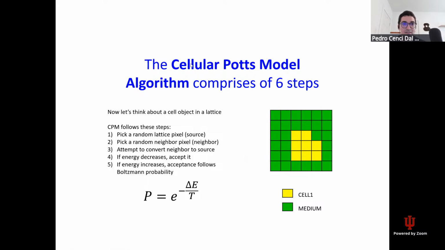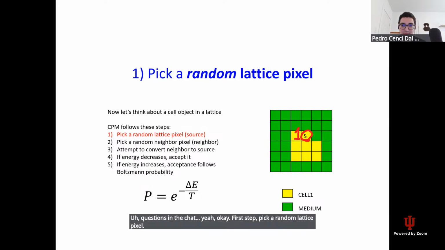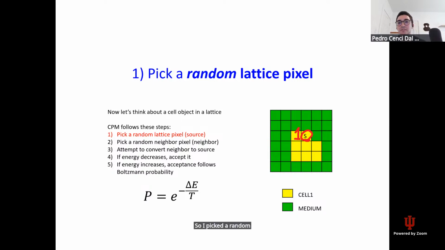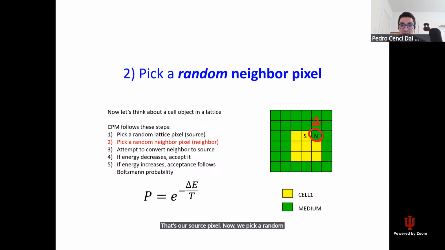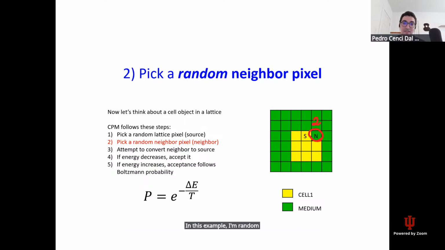Questions in the chat? Okay. First step, pick a random lattice pixel. So I picked a random lattice pixel. It's that one. We call that the source. That's our source pixel. Now we pick a random neighbor pixel, random to the source pixel, okay? It's not your neighbor. It's a neighbor to the source pixel. In this example, I'm randomly picking the pixel on the right side of our source pixel.